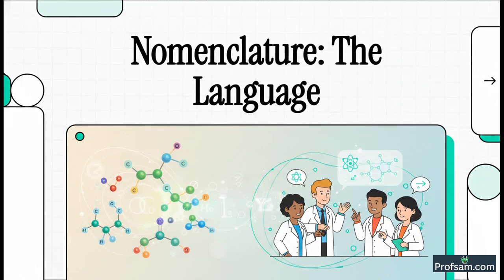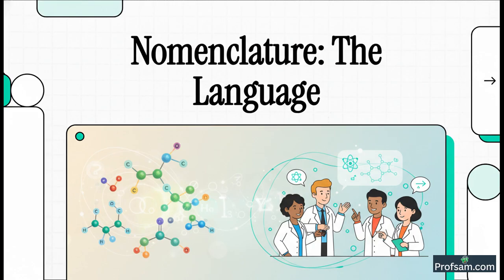Hello, everyone. Have you ever thought about how a chemist in India can read a paper from, say, Japan and know exactly what chemical compound they're talking about? How do they all speak the same language? Well, that's exactly what we're going to talk about today. It's called nomenclature, and it's basically the universal language of chemistry. It makes sure everyone everywhere is on the same page.